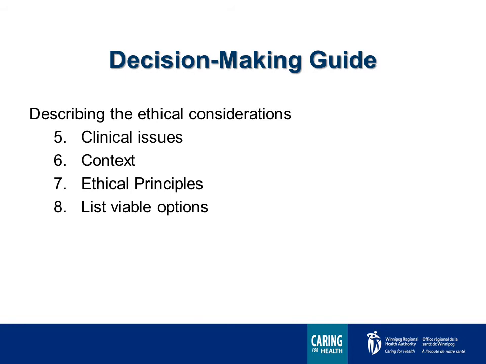Number 7 is looking at the ethical principles. So this is where we're going to think about how do we best respect people's choices, respect autonomy. How do we do the most good, prevent the most harm, or avoid the most harm? What would be fair and equitable in this situation? So ethical principles is the next piece.